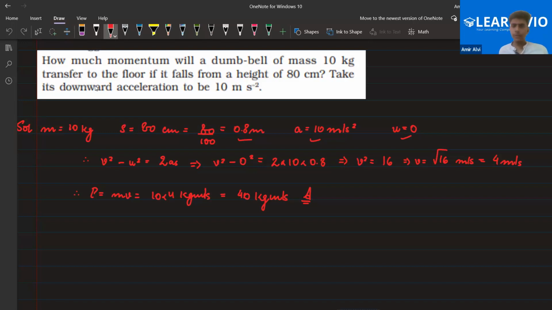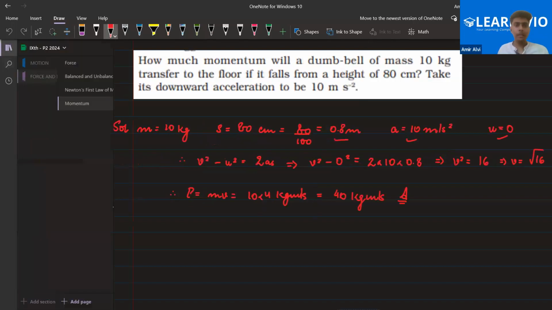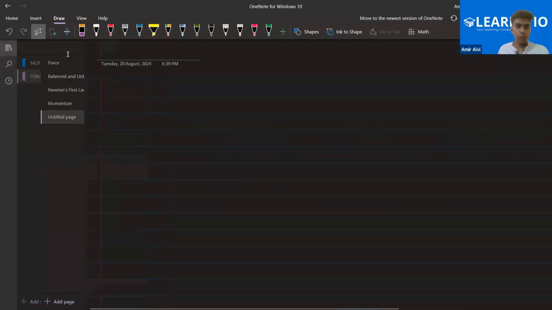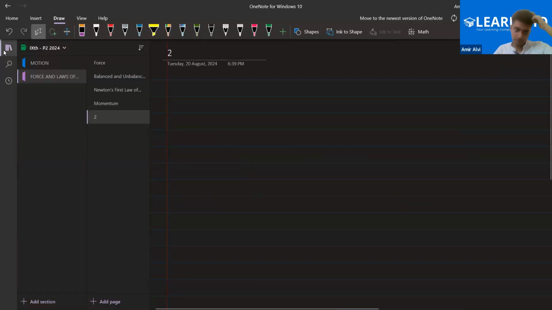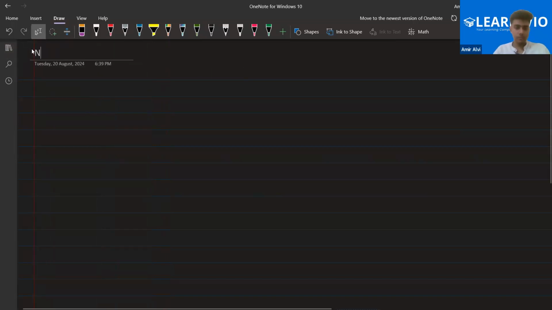In the last class, we completed the momentum topic. Now it's time to start the second law of motion. So let me write it. Newton's second law of motion.